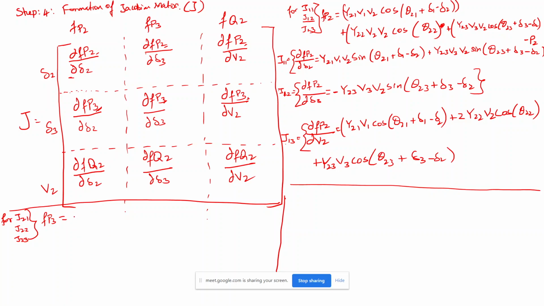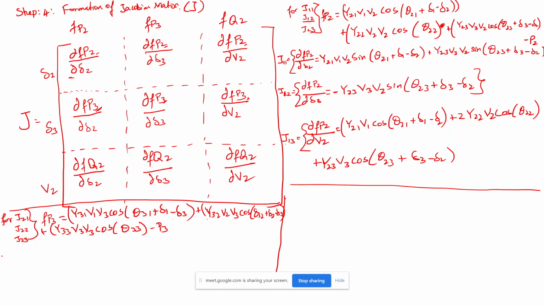Let's check how many of you have written this. FP3 is nothing but Y31 V1 V3 cos theta 31 plus del 1 minus del 3, plus Y32 V2 V3 cos theta 32 plus del 2 minus del 3, and then plus Y33 V3 cos theta 33, and it will be del 3 minus del 3, so I will omit that, minus P3. So this is my equation for FP3.